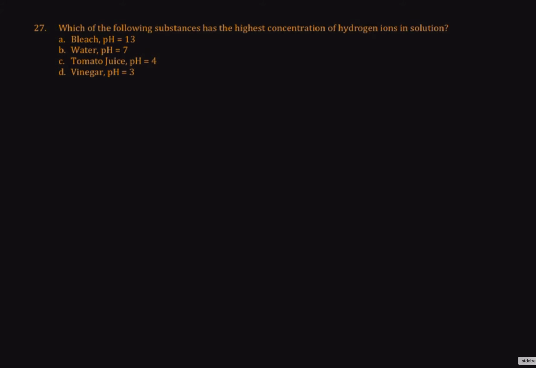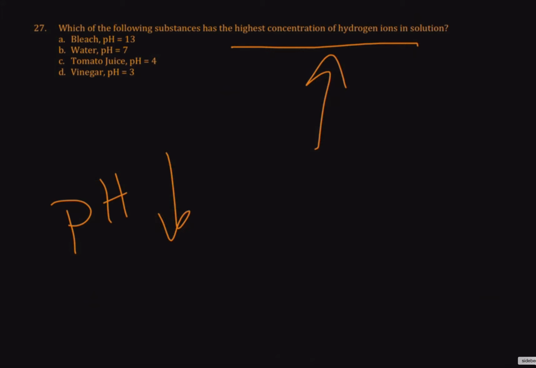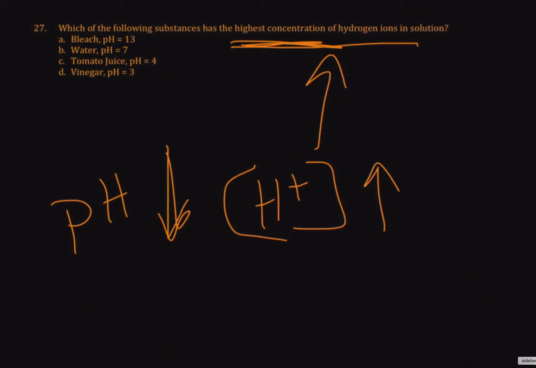Which of the following has the highest concentration of hydrogen ions? Remember, the concentration of hydrogen ions goes up as pH goes down. So if we want the highest concentration, we want the lowest pH. The lowest pH, 3, would be vinegar. Vinegar with a pH of 3 is the most acidic, which means it has the most hydrogen ions out of these 4 choices.